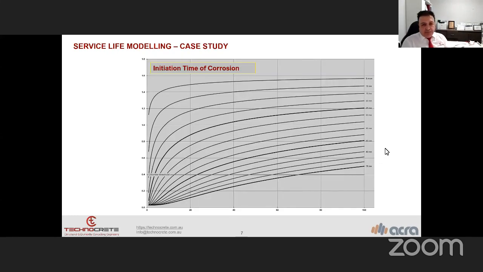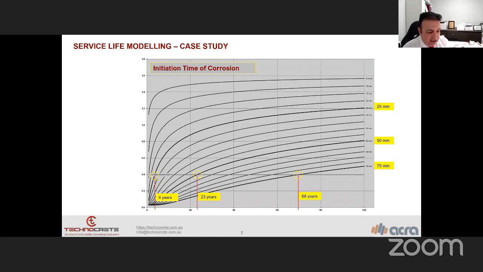Let's have an example of the modeling. Initiation time of corrosion, as we talked, is for a structure exposed to the marine environment. Then we have a chloride diffusion problem here. With 25 millimeters of concrete cover, the initiation time will be 4 years. With 50 millimeters, initiation time will be 23 years, like 4 times more. And with 75 millimeters, 68 years of initiation of corrosion, if that specific concrete is used.